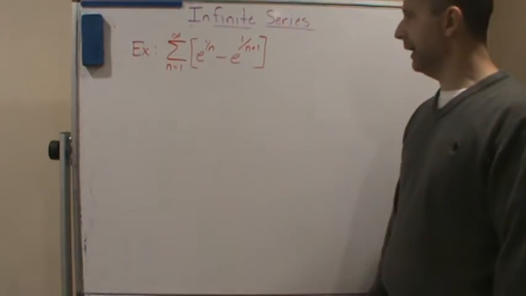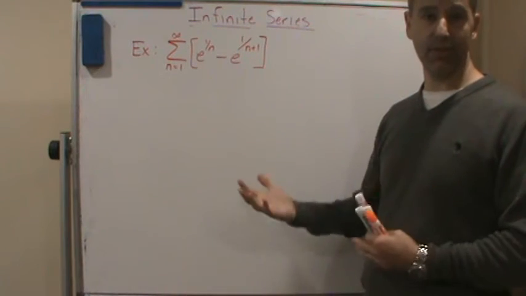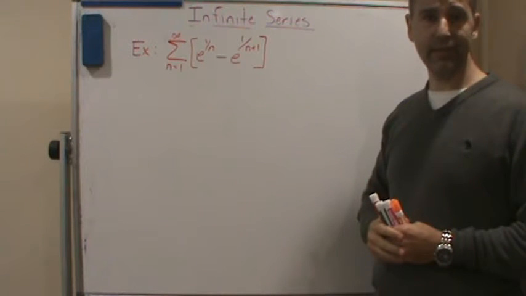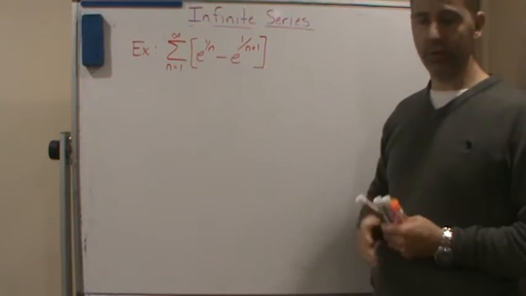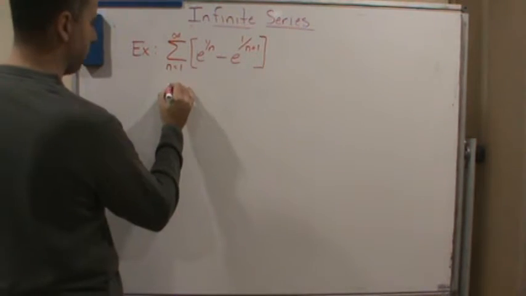Okay, so welcome back. Now let's do another example. Here we've got another type of series. We want to see if it's telescoping, and if it's telescoping, then we also want to see if it converges or diverges. So let's look at some of these partial sums.